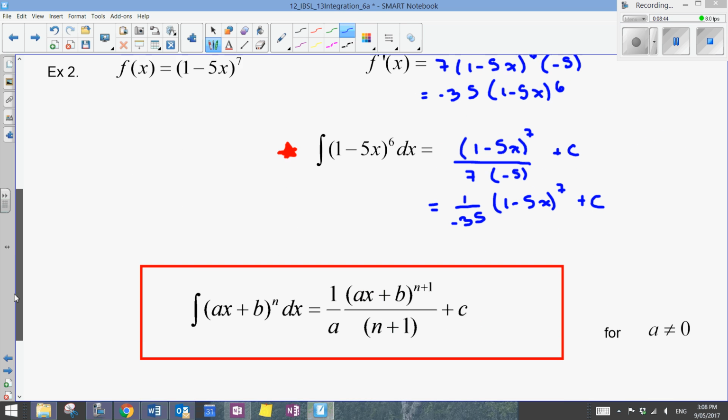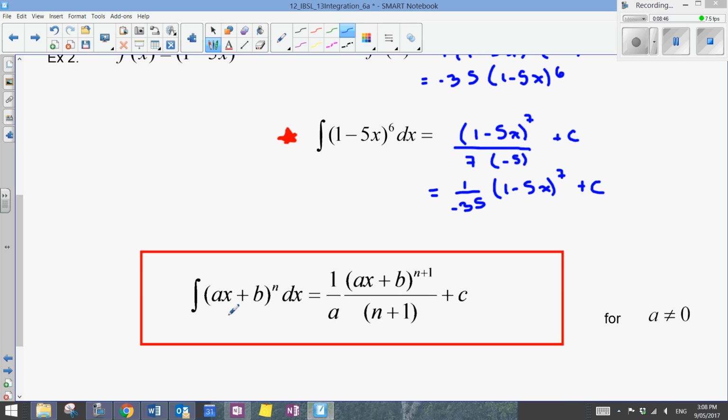So our second rule for today is: if you have a linear input raised to a power where the power is anything except negative 1, we can just add 1 to the exponent, divide by the exponent, and also divide by the derivative of the inside function. So we're using the chain rule in reverse. Rule number 2.